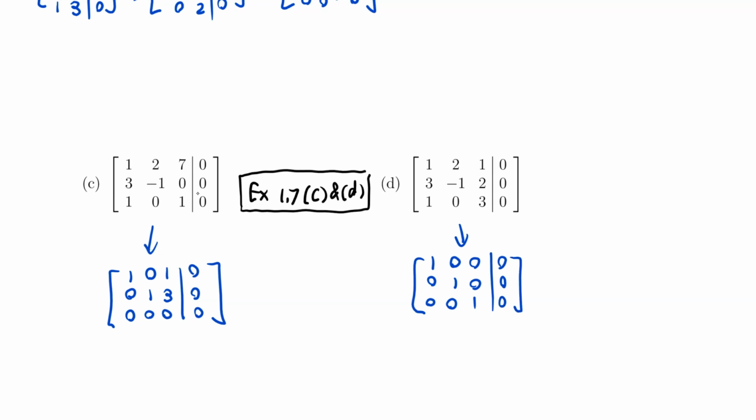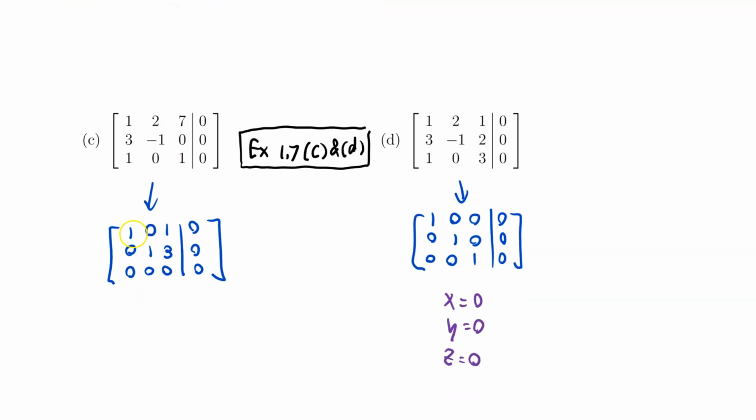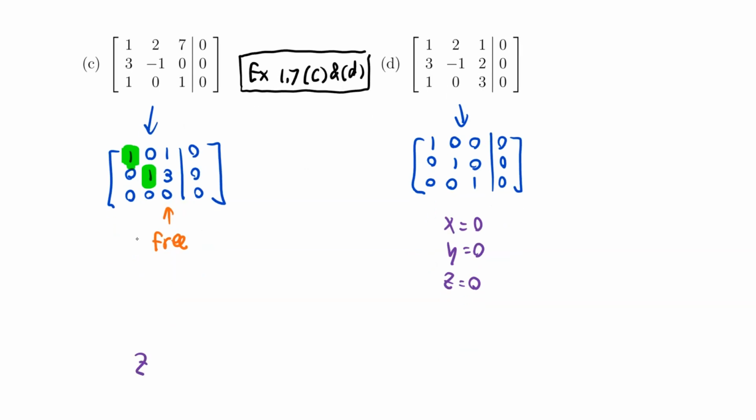So for part D here, the solution is going to be that my x, y, and z are all going to be 0. But for part C here, because I have my x and my y to be dependent, but my z is going to be free, this guy is free. So my z can be anything.